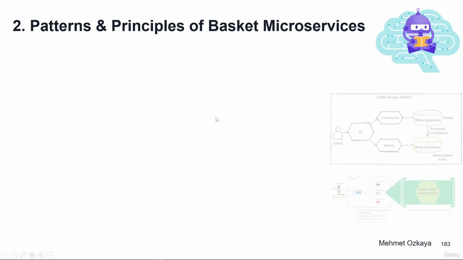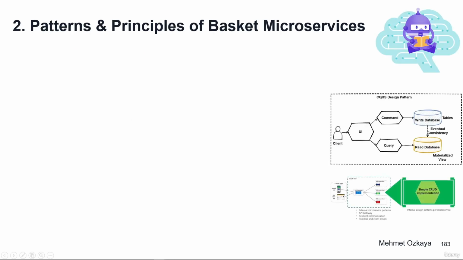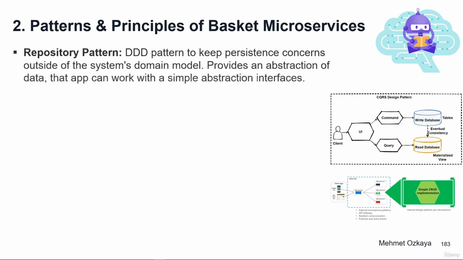architecture styles. If you look at the patterns and principles that we are going to follow in basket microservices, we will implement different patterns like CQRS, mediator, and principles like dependency injection, minimal APIs, and so on. These are the same as the catalog API microservices, but additionally we will learn and implement the repository pattern. The repository pattern is a domain-driven design pattern intended to keep persistence concerns outside of the system's domain model. It provides an abstraction of data so that the application can work with simple abstraction interfaces.